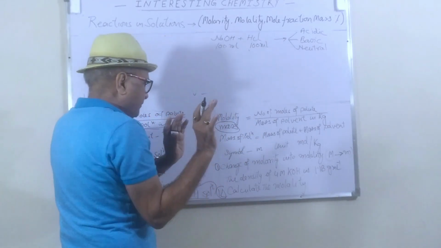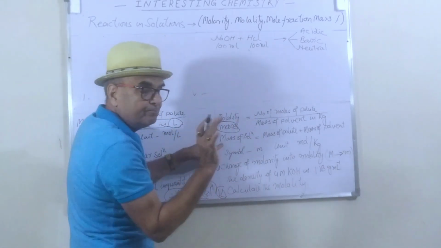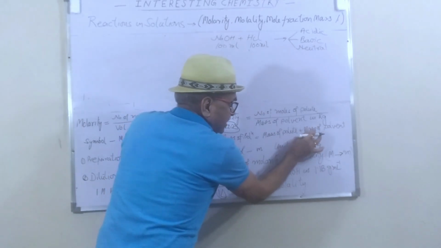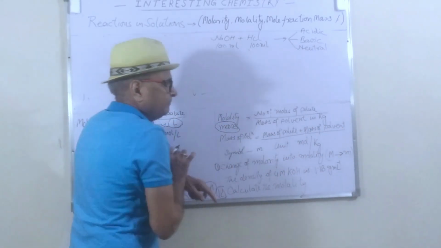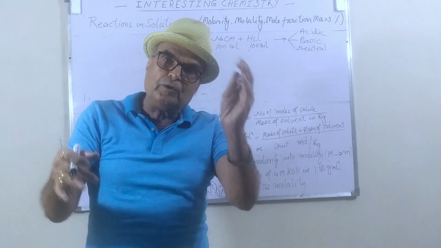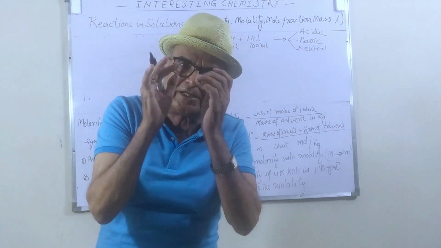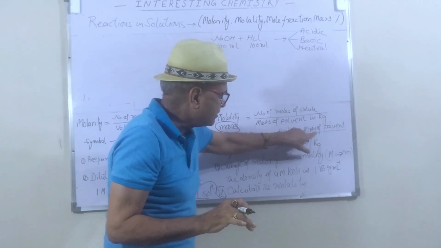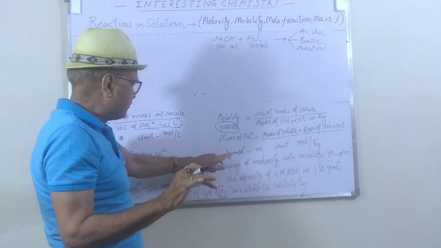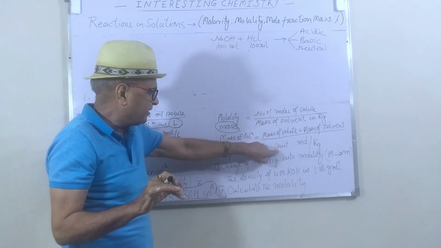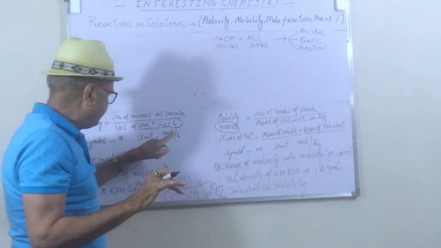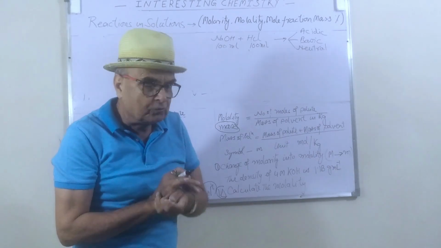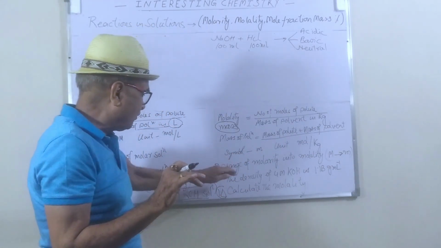Now the mass of the solution will be the mass of solute plus mass of solvent. Please remember it. The mass of the solution will increase after mixing the solute, after making the solution. Try to understand. The symbol of molality is m and the unit is mole per kg. Here it is mole per liter and here mole per kg.